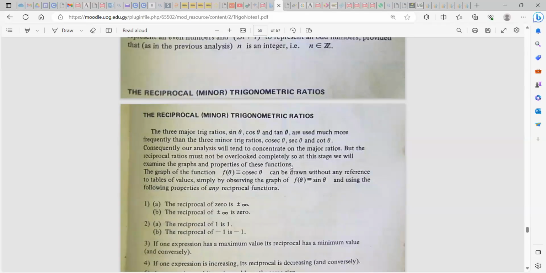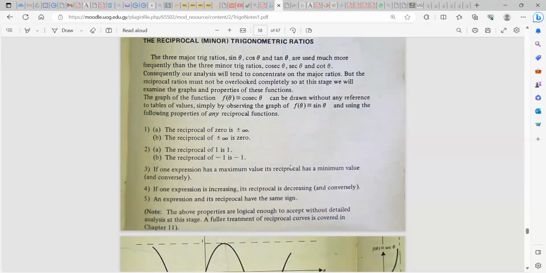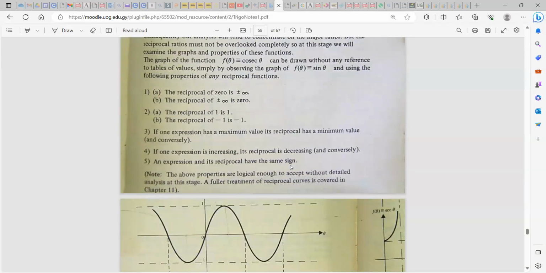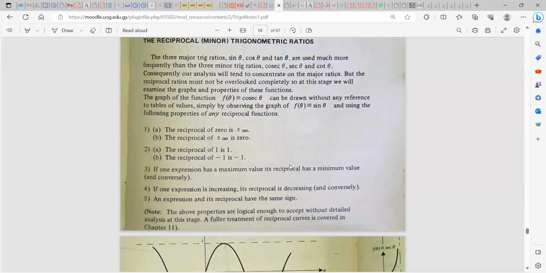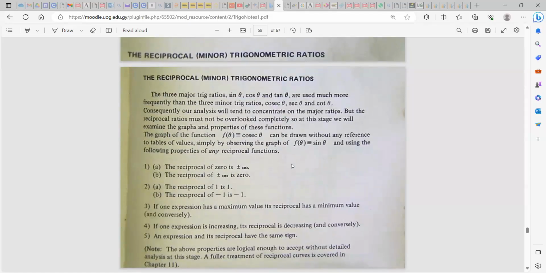Then there is what you call the reciprocal, the minor trigonometric ratios, right? That's 1 over sine, 1 over cos, 1 over tan. What do you introduce to those? What do you call 1 over sine? What do you call that ratio? 1 over sine.